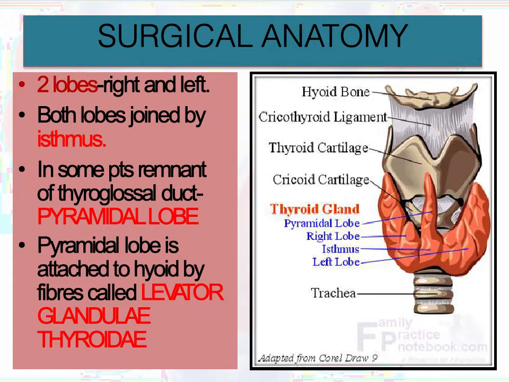The pyramidal lobe is attached to the hyoid bone by fibers called levator glandulae thyroideae. So this is very important, because sometimes it is a thyroglossal cyst which we have to remove, and then we have to remove this hyoid bone as well.